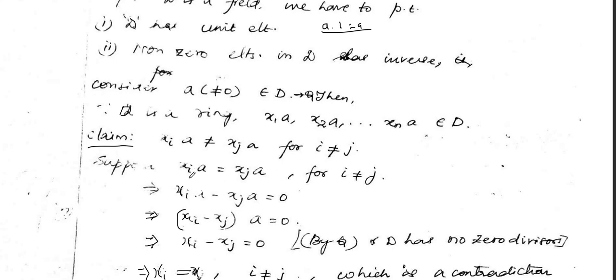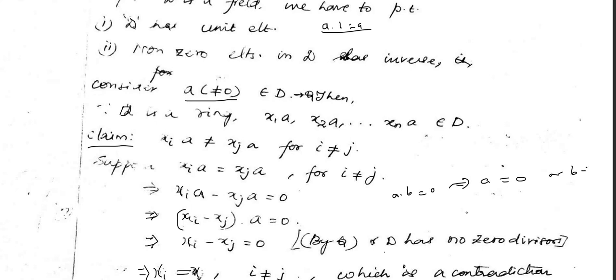Suppose not. Suppose you have xia equal to xja for i not equal to j. Then taking this to the left side, and by the distributive law, this can be written as (xi minus xj) a equal to 0. Why? Because a is non-zero and D has no zero divisors. No zero divisors means whenever you have a dot b equal to 0, that should imply either a is 0 or b is 0.